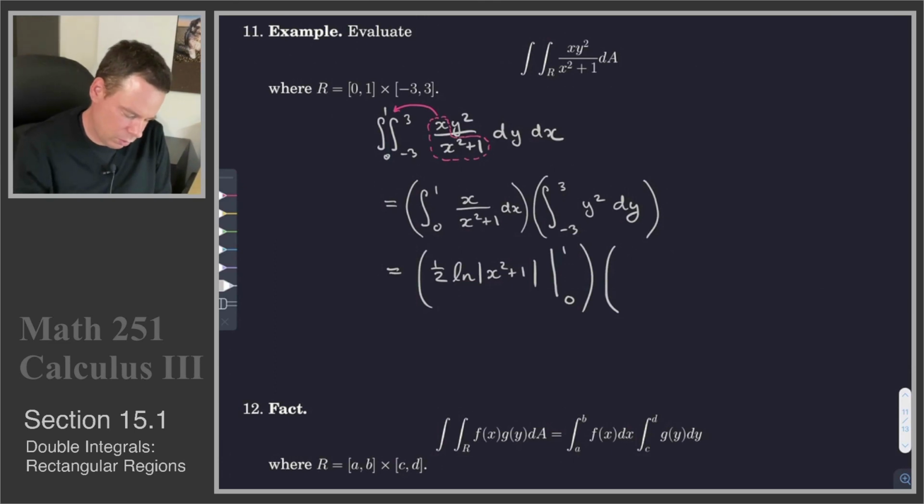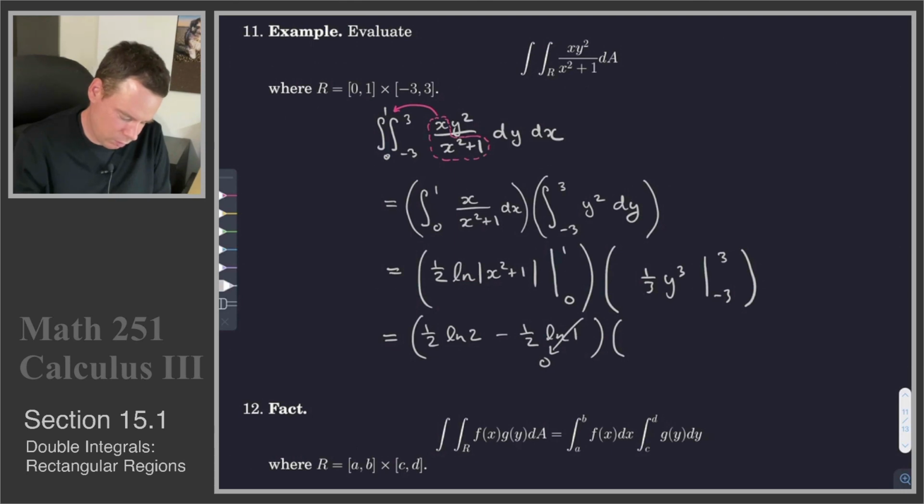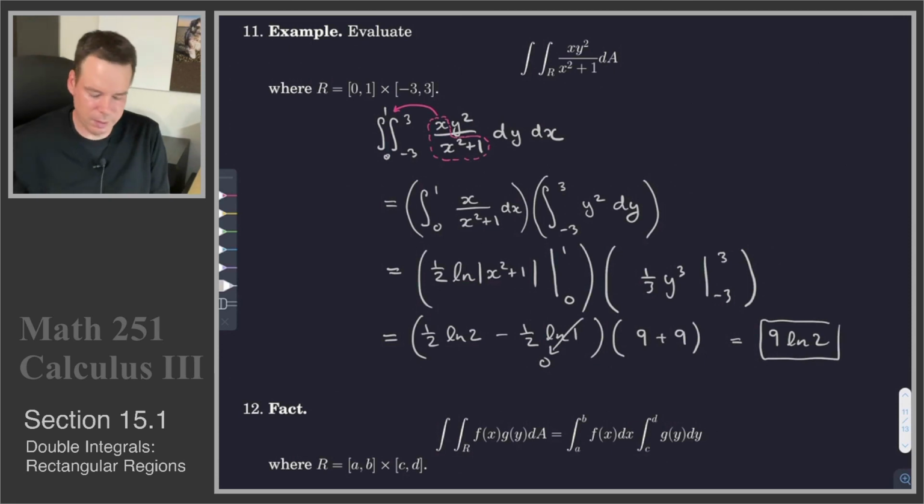Now for the other one, the antiderivative of y squared, that would be 1/3 y cubed from -3 to 3. And so that first integral becomes 1/2 log of 2 minus 1/2 log of 1. Log of 1 is 0. And that's being multiplied by 3 cubed divided by 3, or that's 3 squared, that's 9. And then minus -9, so that's plus another 9. In other words, it's 18. 18 times 1/2 log 2 is 9 log 2. And so there is our final answer.